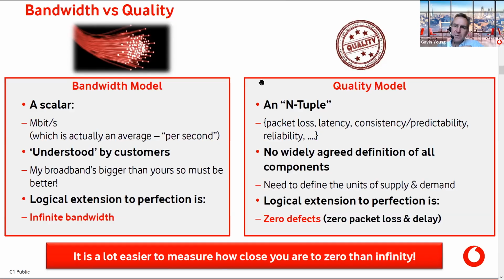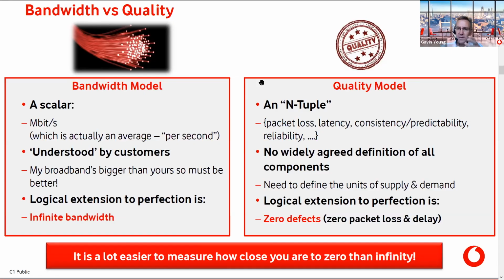If you look at the quality model, that's more complex. It's got multiple dimensions to it that could encompass packet loss and latency and the consistency and predictability of those, and reliability, etc. Before the Broadband Forum did some work on this, there wasn't really much in the way of a well-documented standard and definition around some of these aspects.